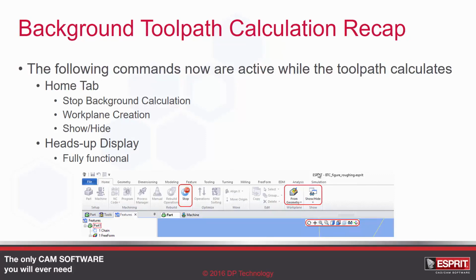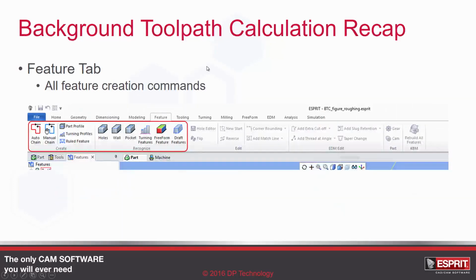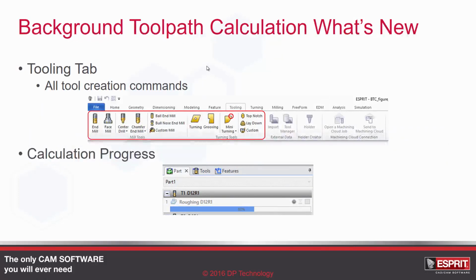Everything on the heads-up display is fully functional, as are all of the commands on the Geometry tab and the Modeling tab. So we have, for example, our knitted surfaces, surface curve, solid creation. That's all fully functional while the background toolpath calculation takes place. On the Feature tab, all of the feature creation commands are available, as with the Tooling tab, all of the tool creation commands.